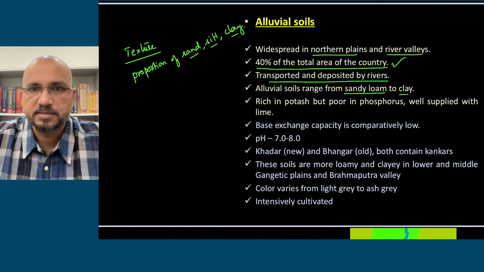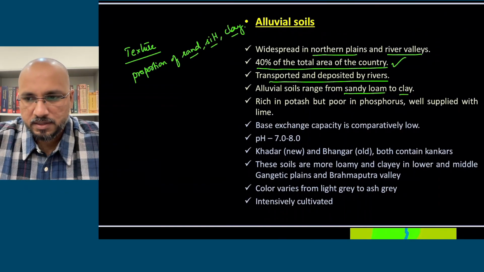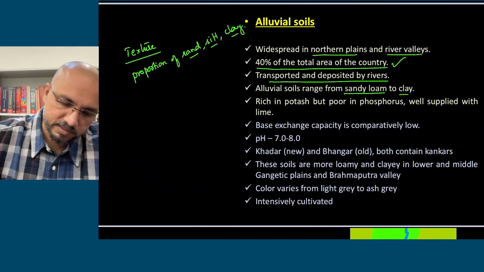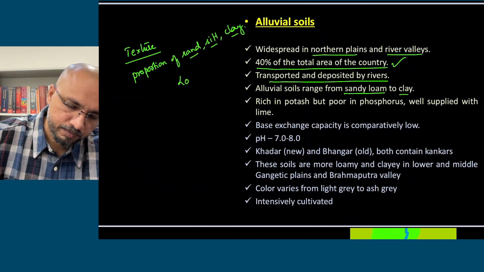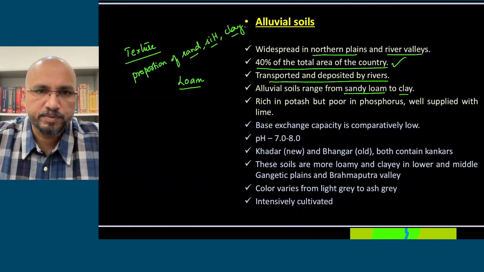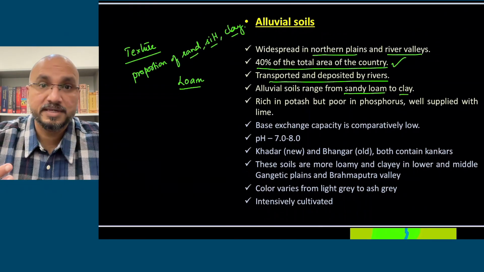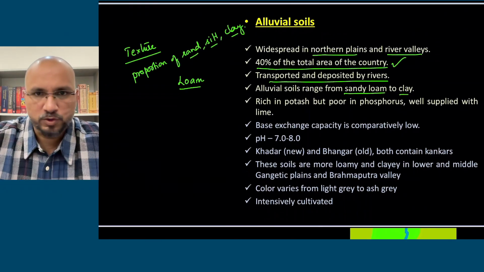Light soils mean soils with higher sand content. Heavy soils have higher clay content. You might have already read about loam soils. Loam soils have almost equal proportions of sand, silt, and clay. So these are considered very good for agriculture. They have water holding capacity and also aeration. Sandy soils have very low water holding capacity, but they have higher aeration for the roots.